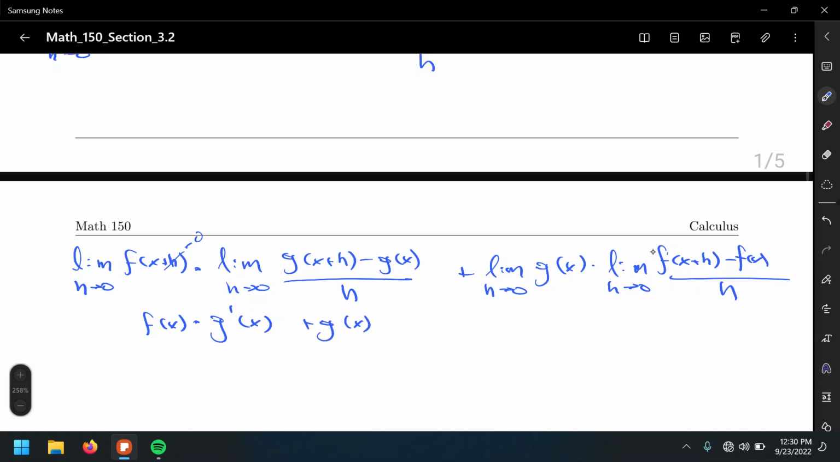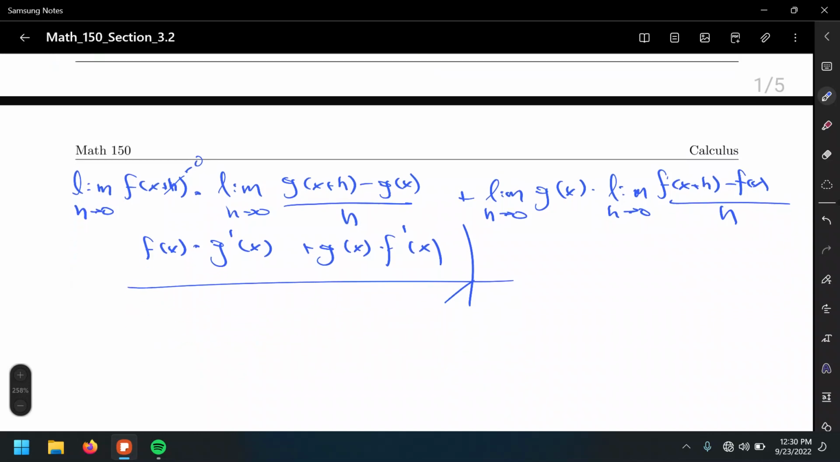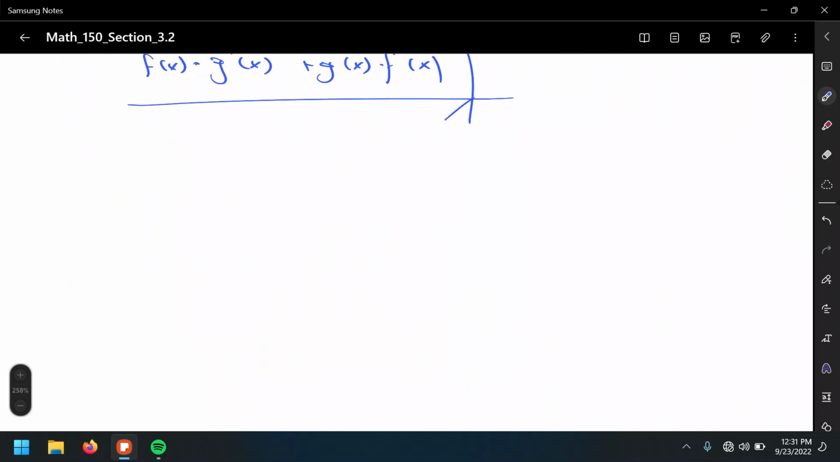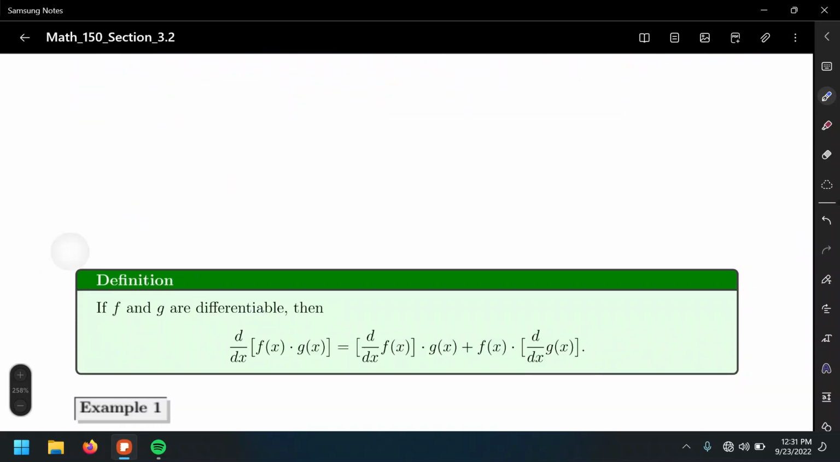And I think this one is easier to recognize. f of x plus h minus f of x over h. Isn't it the limit definition for the derivative of f? f prime. And this is the formula we want to use to differentiate a product of functions. And the definition is right here, right below in the definition box.